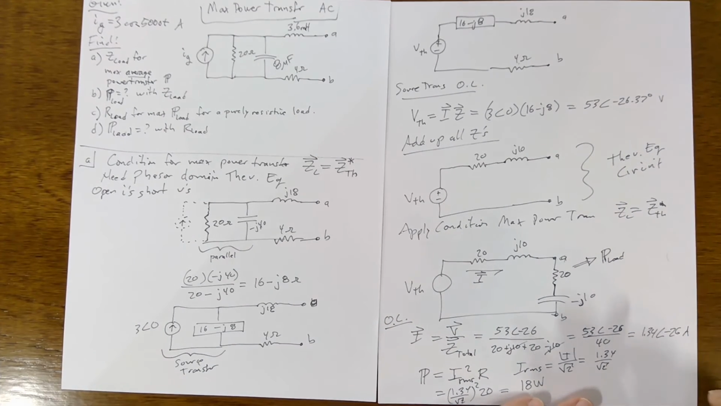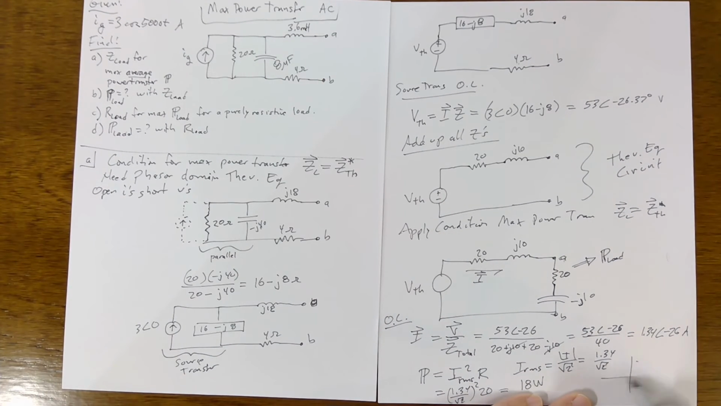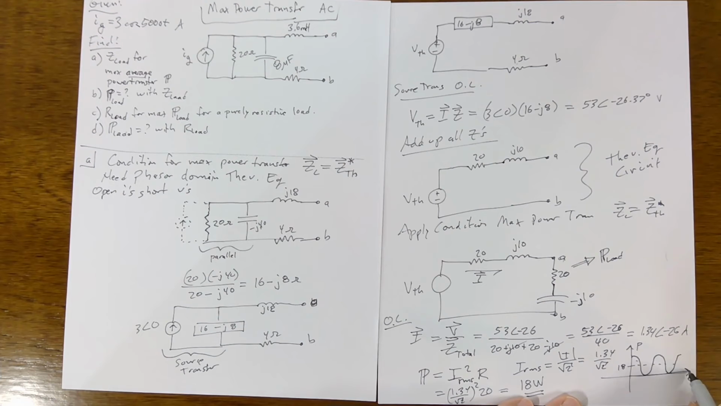So what's happening here, if you plotted this in time domain, if you plotted power as a function of time, it would be 18 watts average power. That's what P is, and the power signal would be going like this. That's the best you can do. We're only sending power. We're not receiving any power. It never drops below the axis here. So that's the most efficient that we can get.